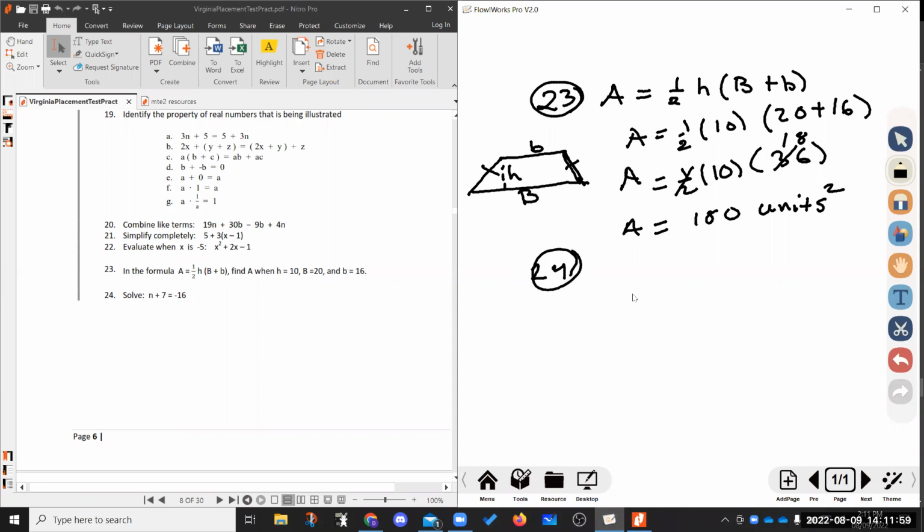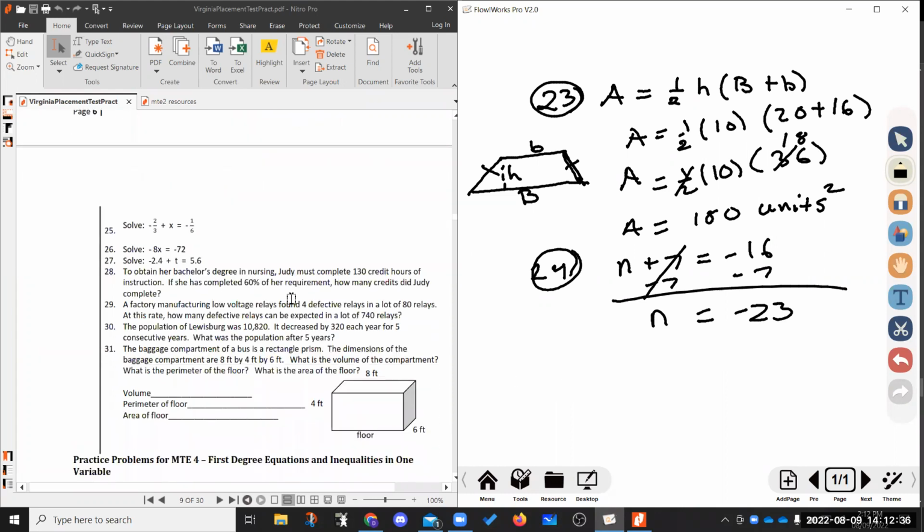24 asks us to solve. Notice how the instructions changed and they don't say simplify anymore. They say solve because there's an equal sign in the problem now. So we're going to have to get all of our letters that we're solving for on one side by themselves. Then we're going to use inverse operations to get all of the numbers away from the letter that we want to solve for. In this case, we have a +7 attached to our letter we want to solve for. So we're going to subtract 7 from both sides because addition and subtraction are inverse operations. That leaves me with n by itself. -16 minus 7 is -23.